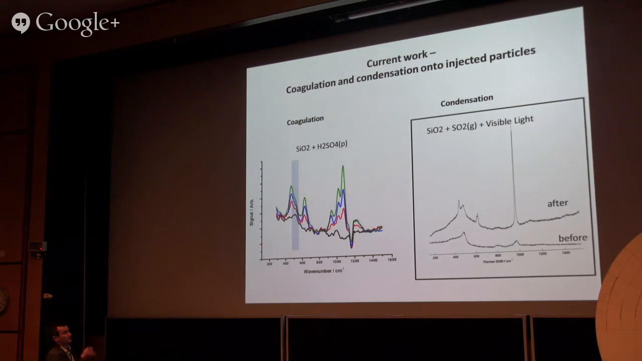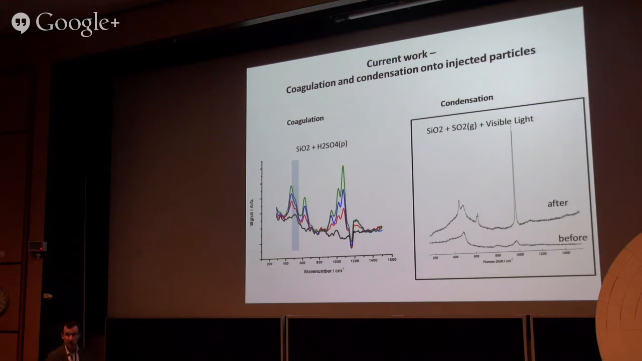Or the other thing we can do is essentially a gas phase condensation experiment. So this is making sulfuric acid on the fly. Essentially we put SO2 plus visible light in here, and again you get a very thin coating of sulfate on the surface. So again, now we can look at how the chemistry changes. We can also look at how the radiation changes.